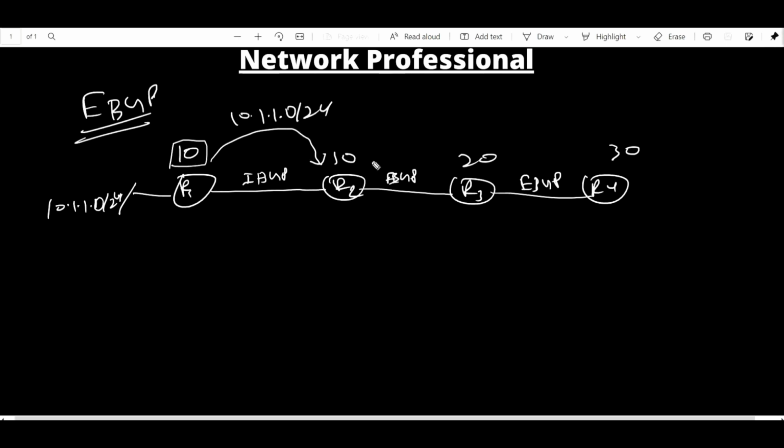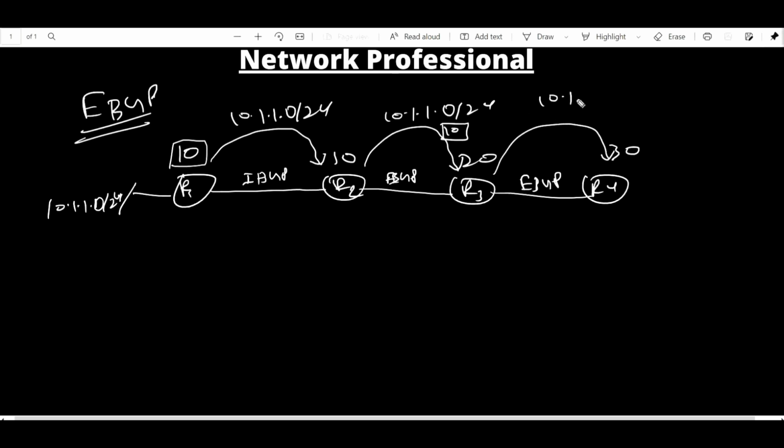Now R2 will advertise this prefix to R3 because here I am using eBGP, right? So R2 will include its autonomous system number in the update. So R2 is advertising 10.1.1.0/24 and the AS number is 10. Now R3 will advertise to R4, right?